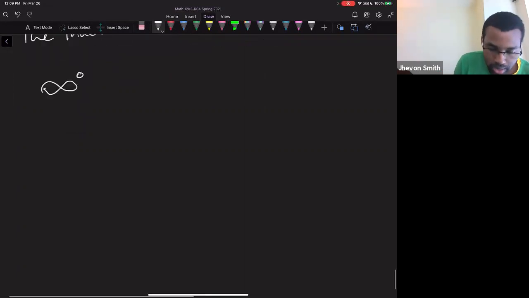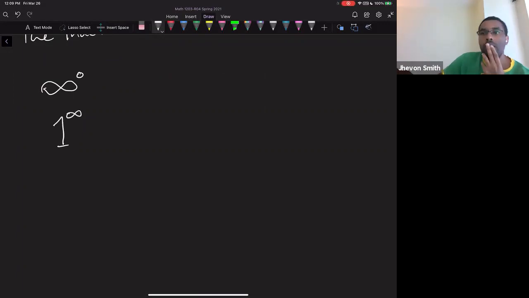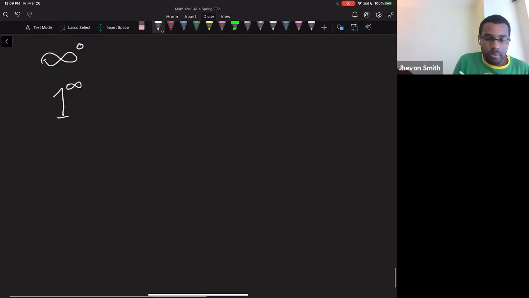Another one is 1 to the infinity. Because on one hand, if the base is 1, the answer should be 1. But on the other hand, if the power is infinity and the base is a positive number, shouldn't it go off to infinity? So that's another one.